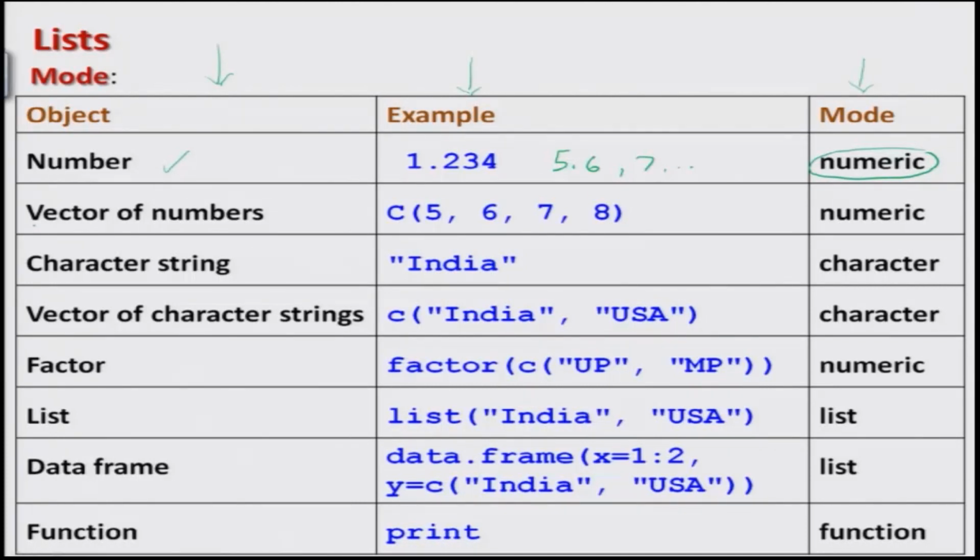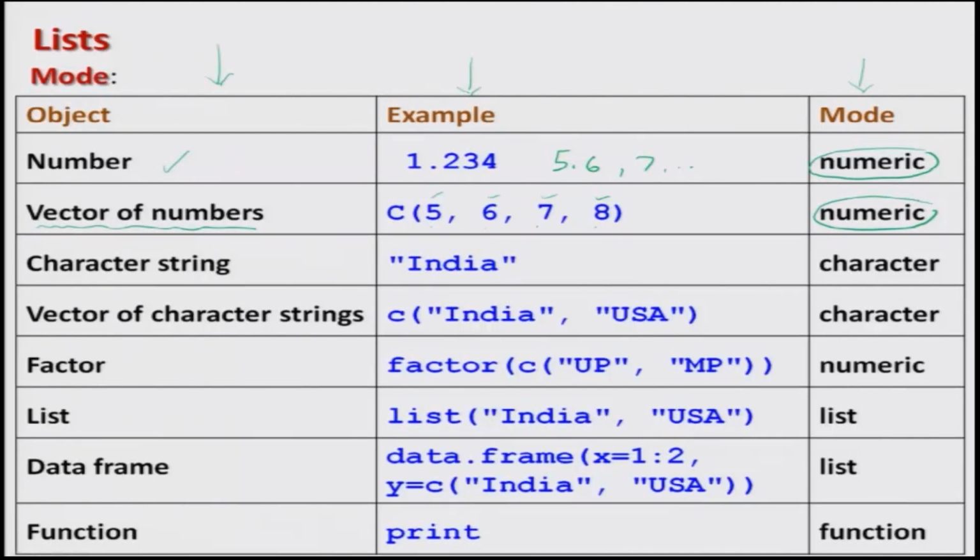Similarly, if I take a vector of numbers, that means I am considering more than one number at a time. For example, I have written here a vector which is combined from the 4 values 5, 6, 7 and 8. So, you can see here 5, 6, 7 and 8 are all actually numbers. So, a combination of numbers is also a number. So, the mode of a vector of numbers is also numeric.